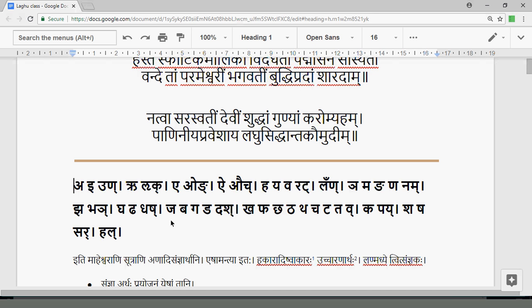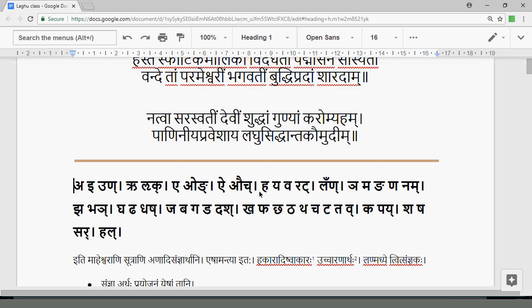I just put it all in one line because it's easier to see on the screen. These sutras contain all the letters, the vowels and the consonants, swara and vyanjana. Swara means vowels and vyanjana are consonants. So we know them as what? A, A, E, E, U, U, R, R, A, O, I, O, Am, Aha. This is how we know them as swaras.